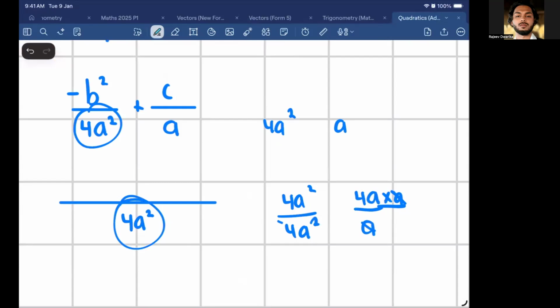All right, so Serena, how many times does 4a squared go into 4a squared? One time. And then you're going to multiply that 1 by the negative b squared. So what is 1 by negative b squared? Negative b squared.